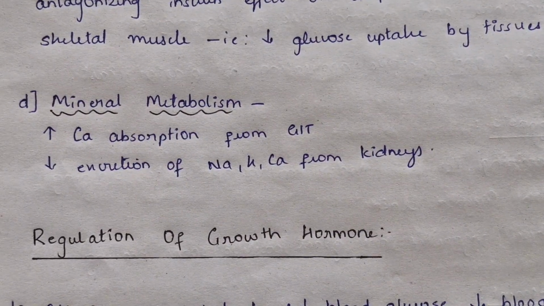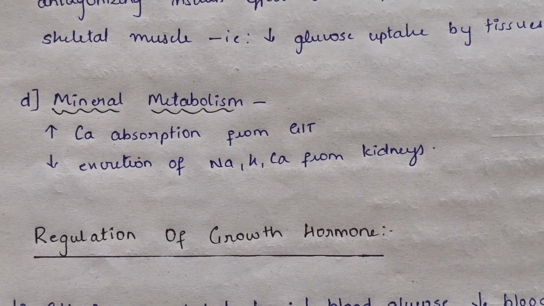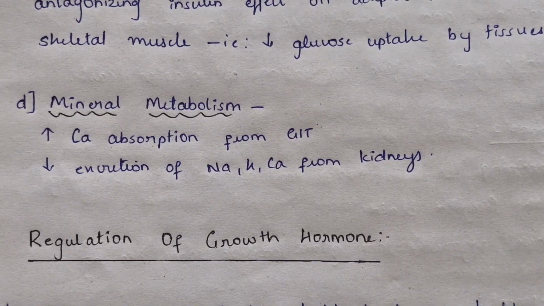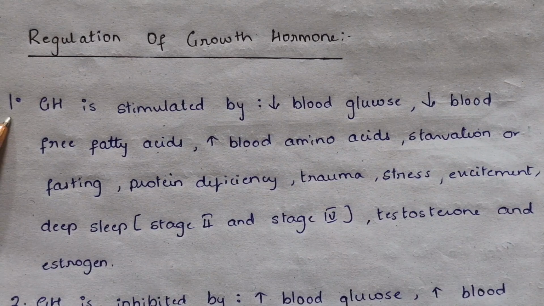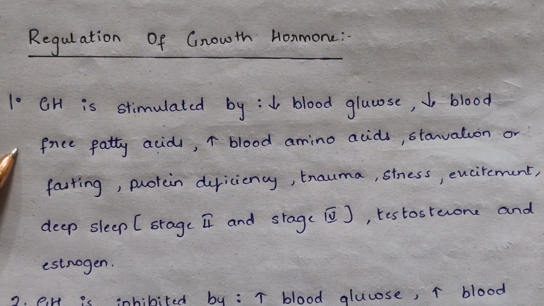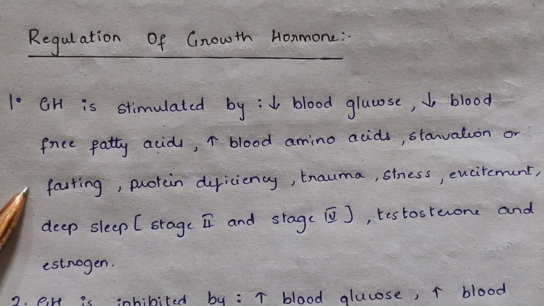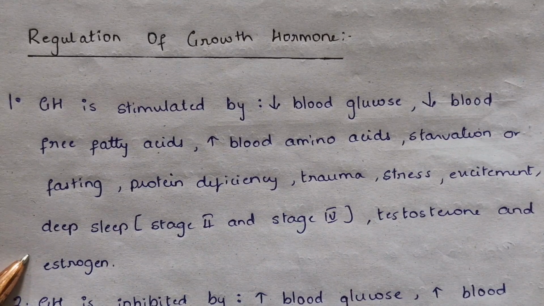Effect on mineral metabolism. It increases calcium absorption from the GIT and decreases excretion of sodium, potassium, and calcium from the kidneys. Regulation of growth hormone. Growth hormone is stimulated by decreased blood glucose, decreased blood free fatty acids, increased blood amino acids, starvation or fasting, protein deficiency, trauma, stress, excitement, deep sleep, that is stage 2 and stage 4, testosterone and estrogen levels.